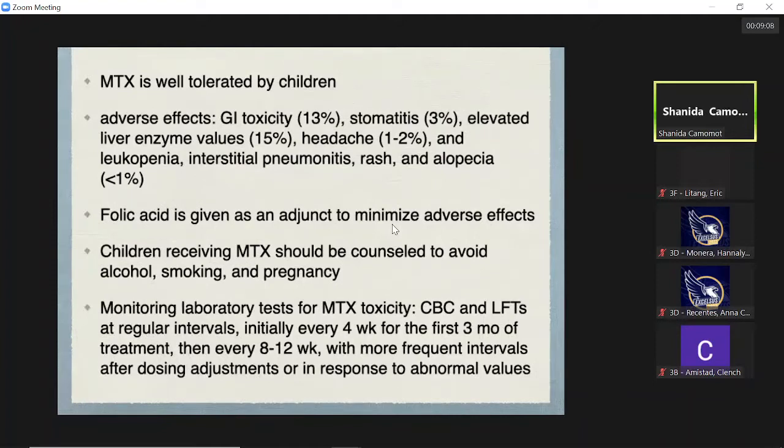To minimize these adverse effects, methotrexate is always given with folic acid as an adjunct. Children receiving methotrexate should be counseled to avoid smoking, alcohol, and pregnancy. If patients are taking methotrexate, you monitor for toxicity. You request CBC and liver function tests at regular intervals, initially every month for the first 3 months of treatment. Then you adjust to every 2 to 3 months, with more frequent intervals if you are adjusting the dose or the response leads to abnormal levels of your CBC and liver function tests.